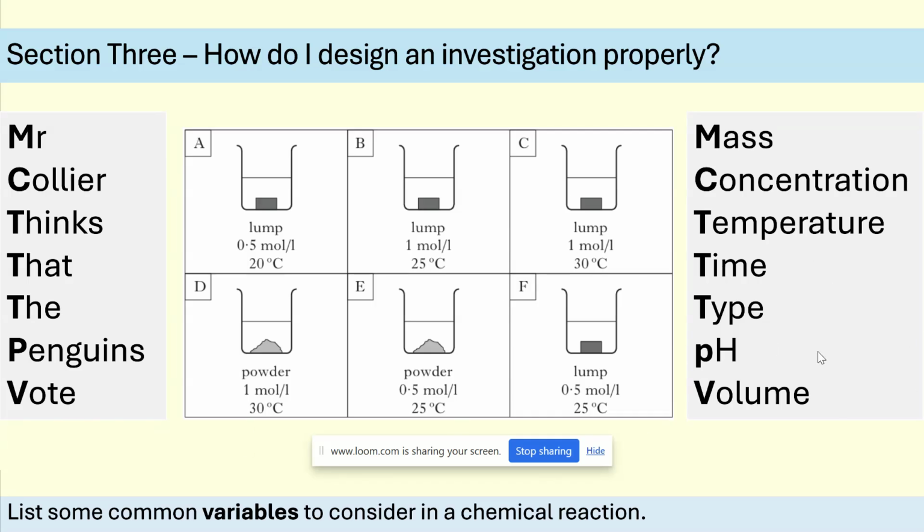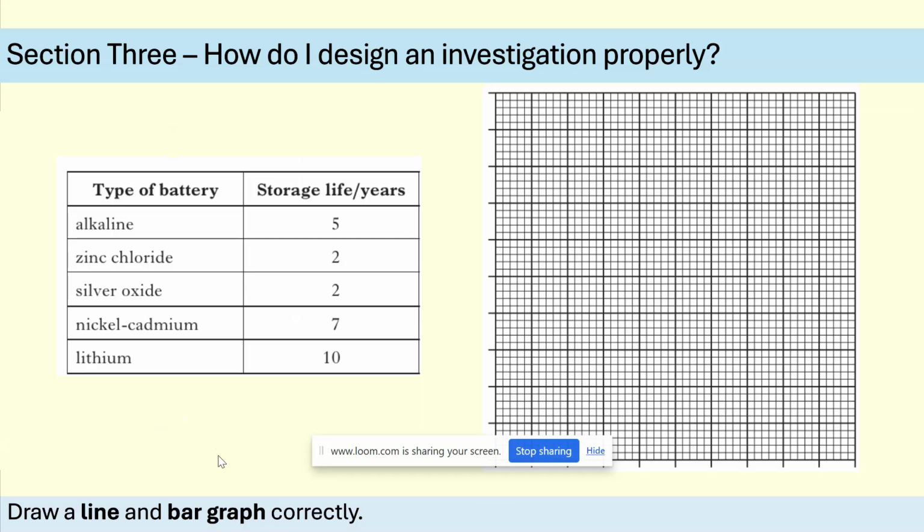So if you struggle to remember these things in an exam, Mr. Collier thinks that the penguins vote. You can come up with whatever one you want for that.